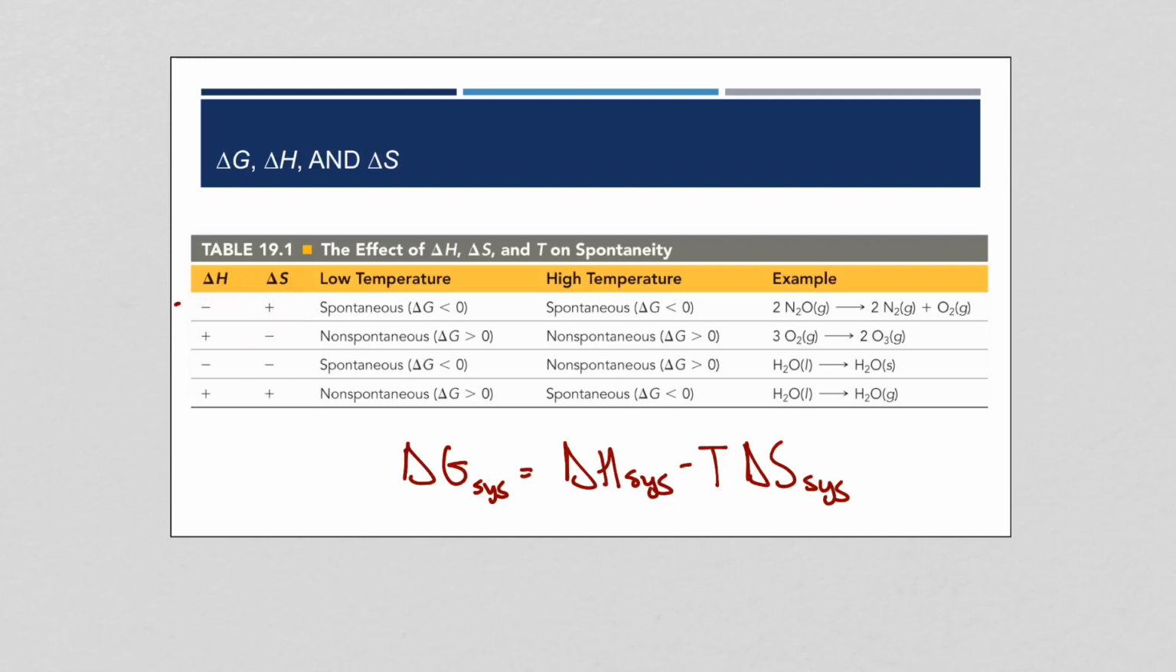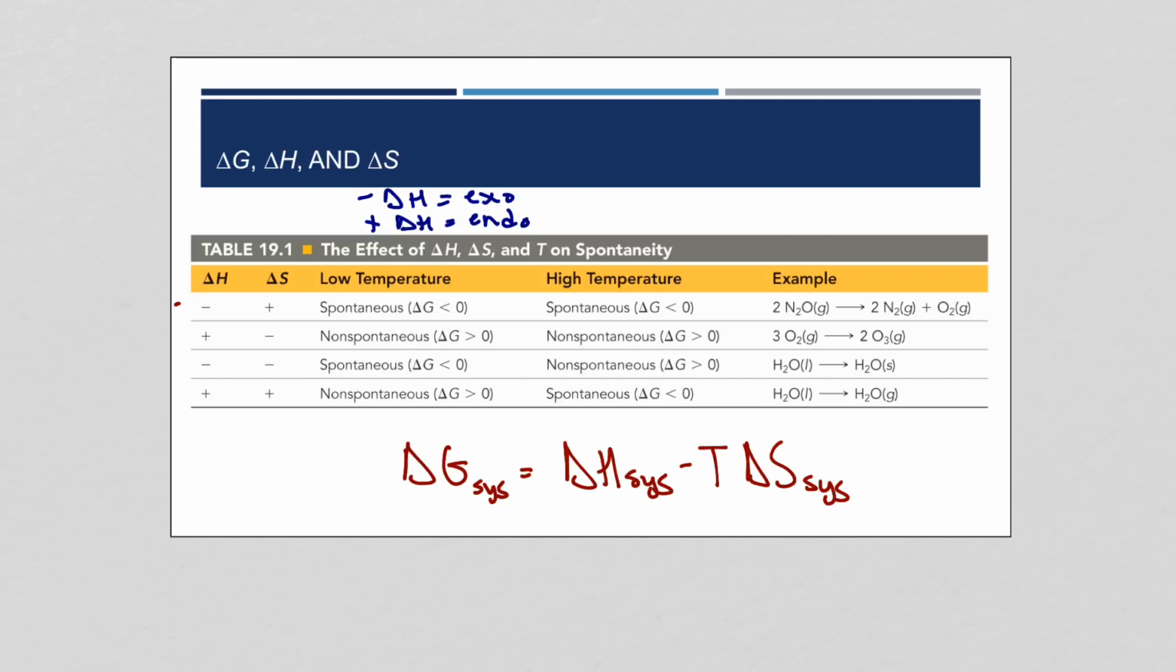So if we have a negative delta H, in other words, exothermic, remember that a negative delta H equals exothermic, and a positive delta H equals endothermic. And if we think about it, a negative delta H would favor spontaneity. An exothermic reaction is favoring spontaneity because we're releasing energy, we're dispersing energy.